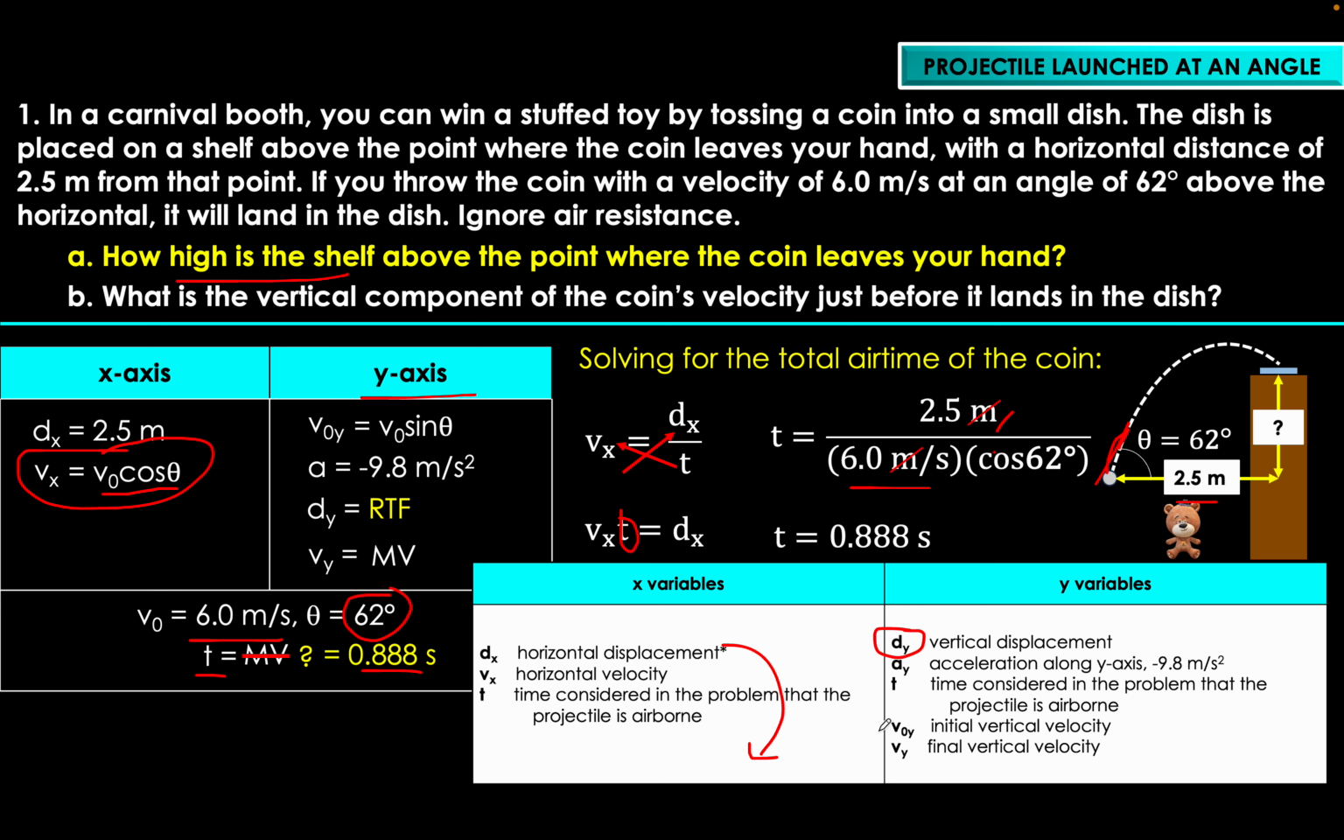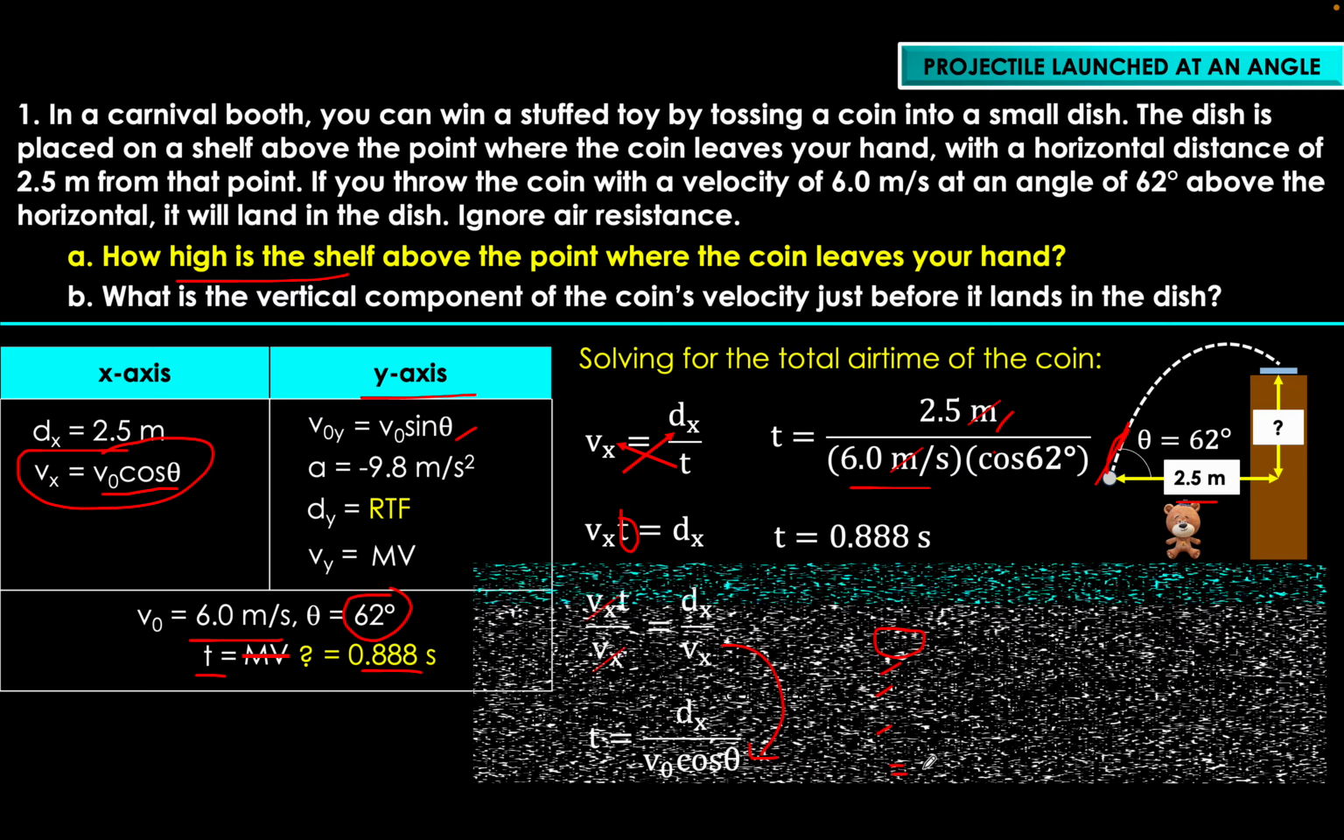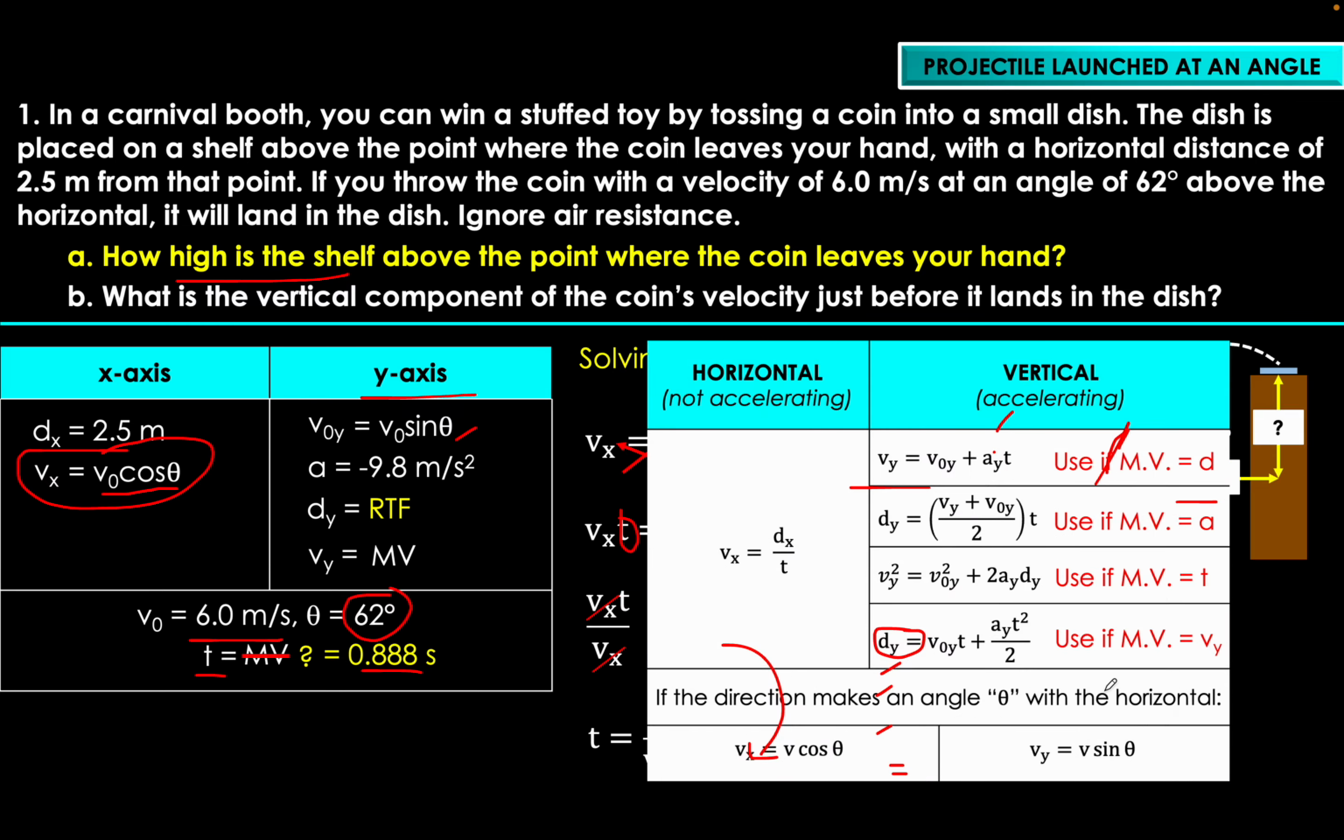So v naught y is known. It's just v naught sine theta, and we can plug something in for that. A sub y, of course, is known. And then time is already known at this point. Now, v sub y is our one and only missing variable at this point. So that is a great thing to happen because that means we can just pick the equation which does not contain the missing variable, which is v sub y, and that is this one.